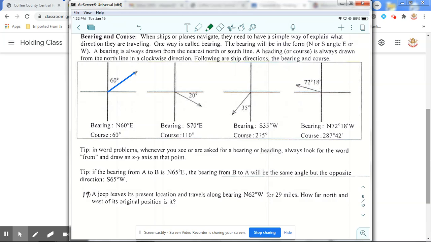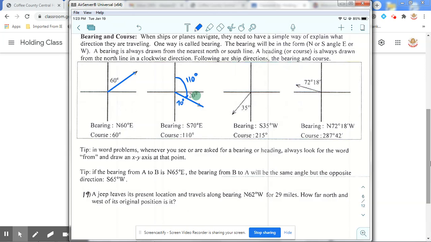The second one is south 70 degrees toward the east. If this angle is 20 degrees, that would mean this one is 70 degrees. So from the south, you rotate 70 degrees toward the east. For the course or the heading, we start at 12 o'clock and rotate 110 degrees in the clockwise direction. That makes this angle from the north 110 degrees.